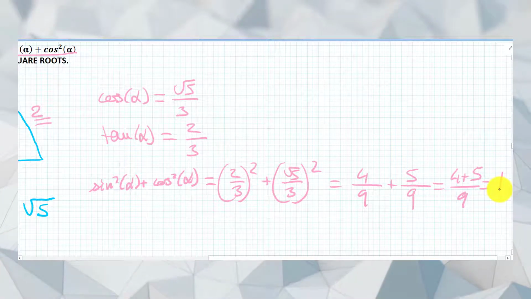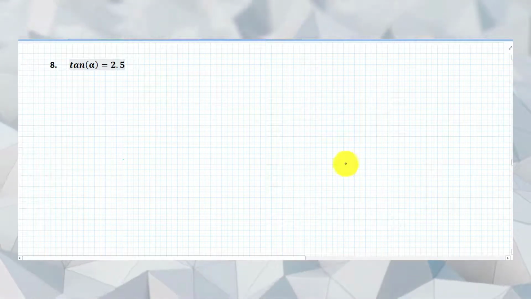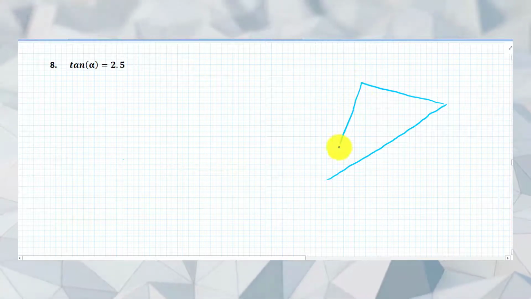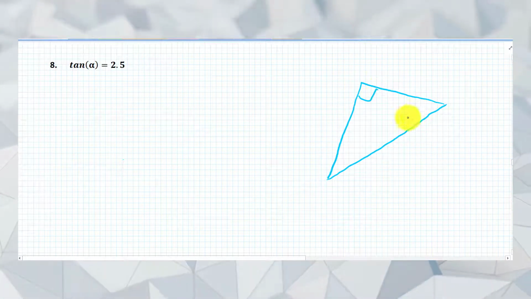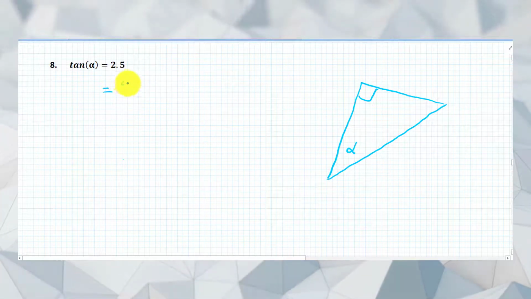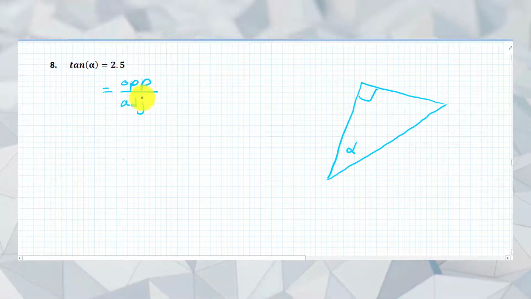Here we go. Let's do another example like that. So in this example, I am given the tangent of an angle alpha. Now let's draw a right triangle right here. All right, let's put the right angle here. And the angle alpha, let's write it here. Now the tangent is the opposite of alpha divided by the adjacent of alpha.